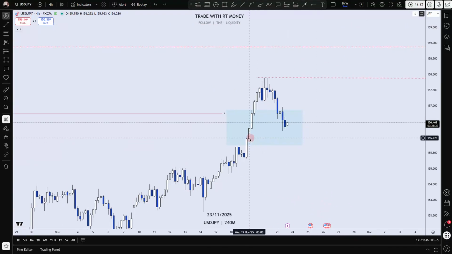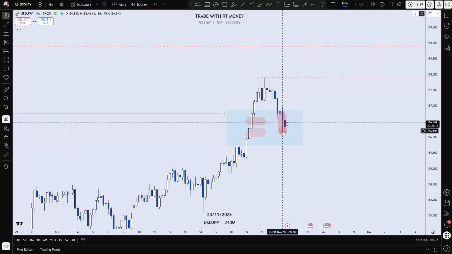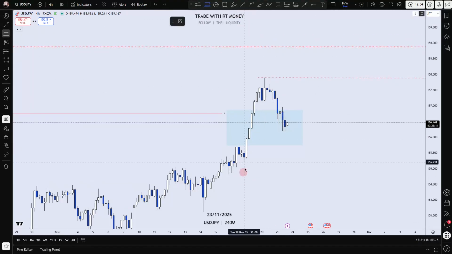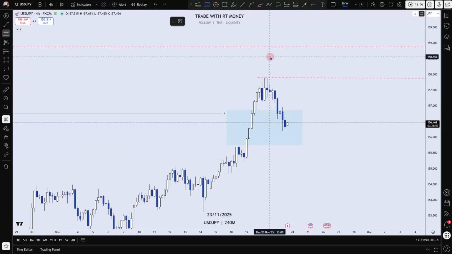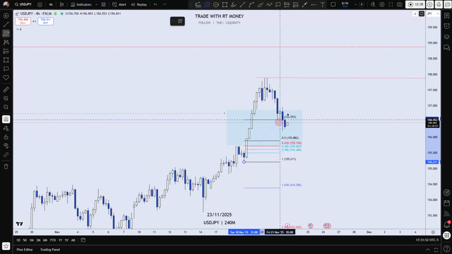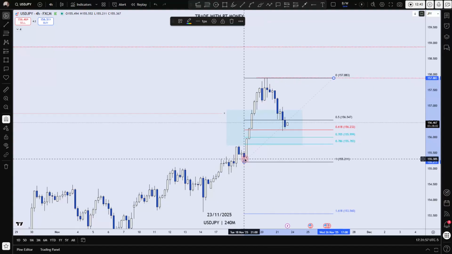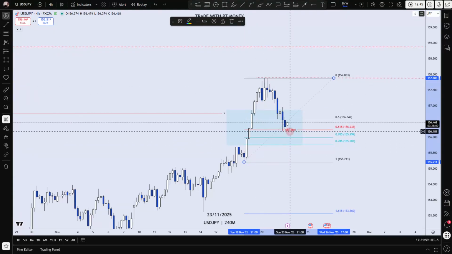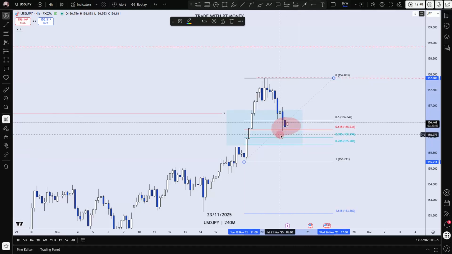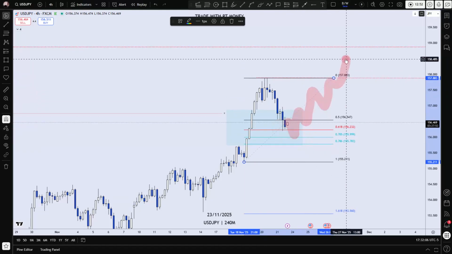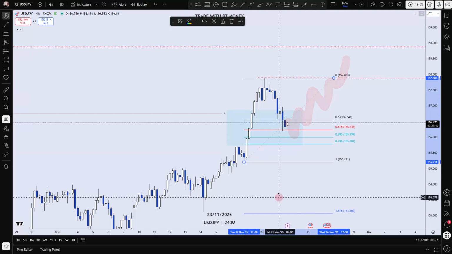So this is the 4 hour. We have some fair value gaps here, here. The market is in there. If we measure the impulse here with the Fibonacci retracement from the start of the impulse up to the high, we are in the area of correction between the 50 and 70.5. I'm looking for price to find its support there for higher prices.